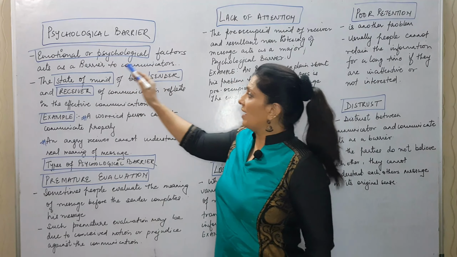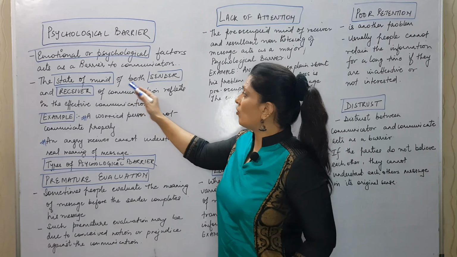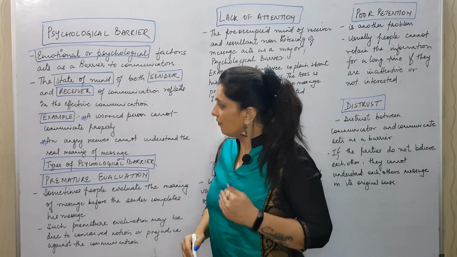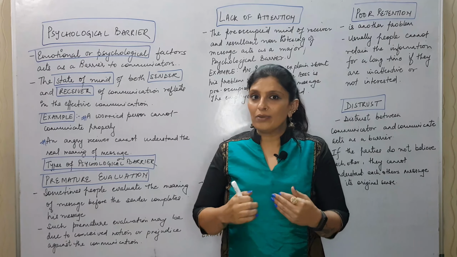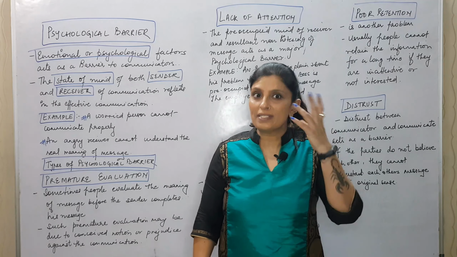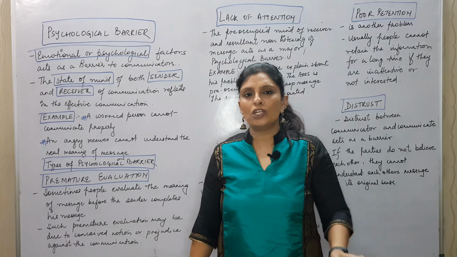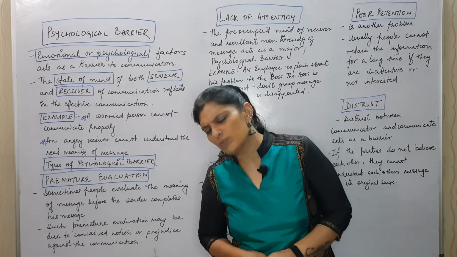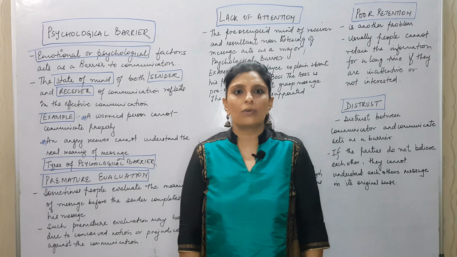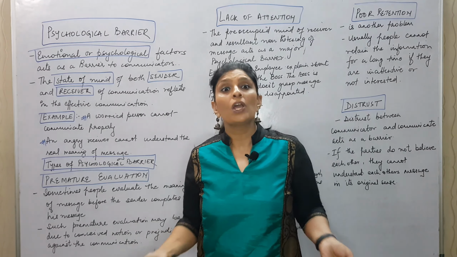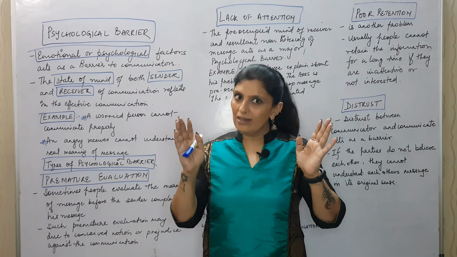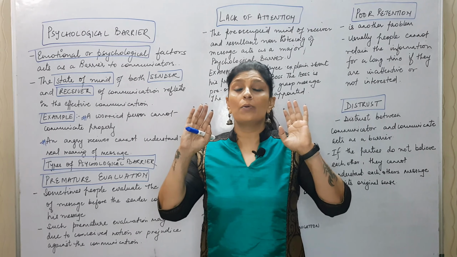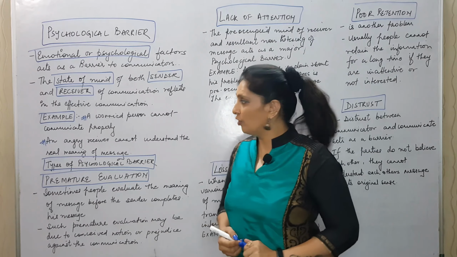Emotional or psychological factors act as a barrier to communication. The state of mind of both sender and receiver reflects in the effectiveness of communication. So if I am trying to say something and you are ready to perceive it, you are ready to accept this kind of communication, you will be able to understand. But if I am trying to say something and you say, I am so bored with business studies, I don't want to do the barriers to communication, you will not be able to understand. So both sender and receiver should have a clear, receptive mind to understand these kinds of barriers.